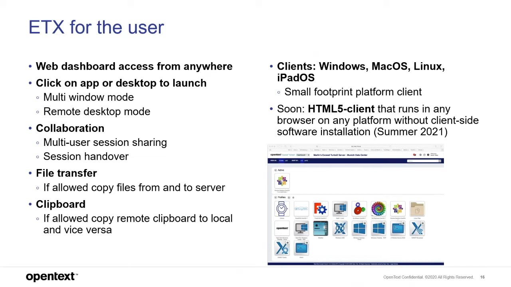The same is true for the clipboard. You can copy the remote clipboard to the local clipboard and vice versa, but only if allowed to. So you can avoid users stealing data from your data center if you need that kind of protection for your intellectual property. So you have very small footprint platform clients on Windows, macOS, Linux, and iPadOS. And as I mentioned, in summer this year we will have that new HTML5 client, which will basically run in any browser. So you can use any device that you have to connect to your remote Team Developer solution.